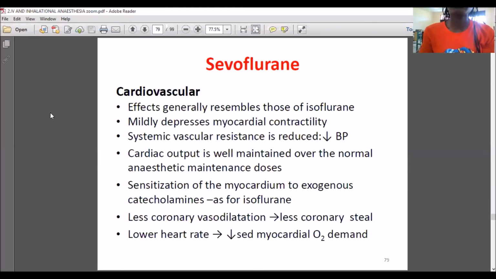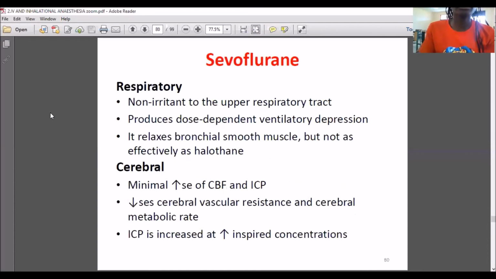There is sensitization of the myocardium to exogenous catecholamines, as with isoflurane. Less coronary vasodilatation, therefore less coronary steal. There is a lower heart rate, which leads to a decrease in myocardial oxygen demand. Its effects on the respiratory system: it is non-irritant to the upper respiratory tract, produces dose-dependent ventilatory depression, and relaxes bronchial smooth muscle, but not as effectively as halothane.